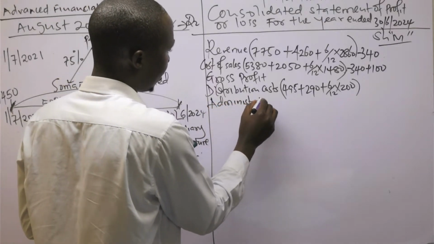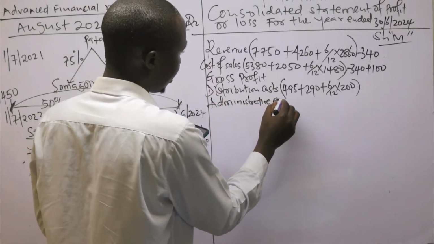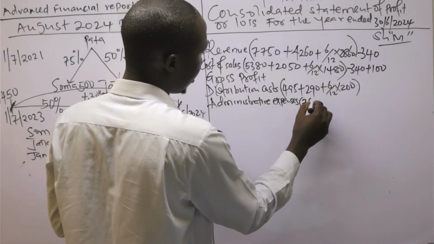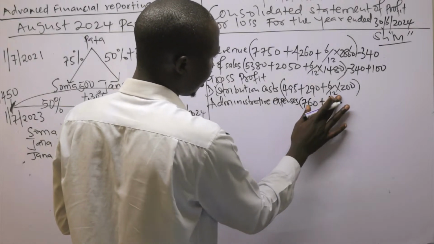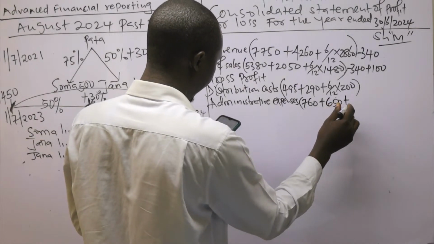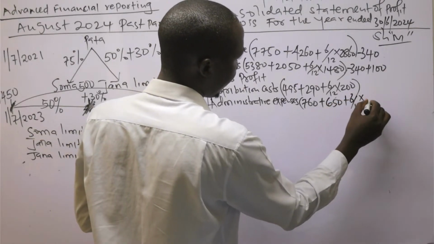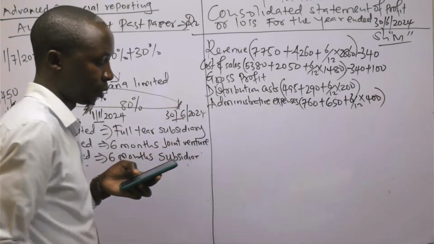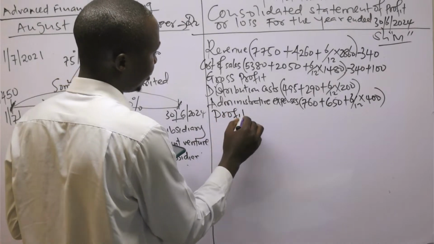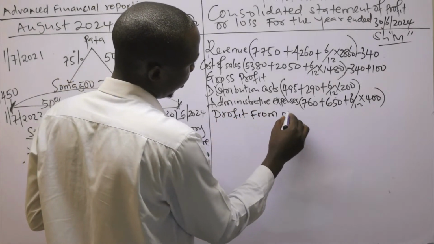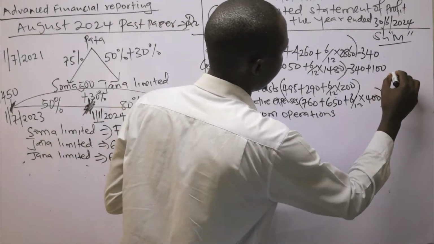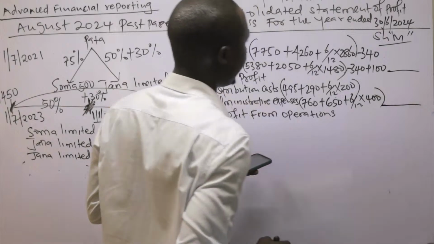Administrative expenses, I would just mention 760 plus 650 plus 6 over 12 of the 400. Up to that point, I can see we are getting profit from operations. So we'll be able to get, remember here, something there, something here.